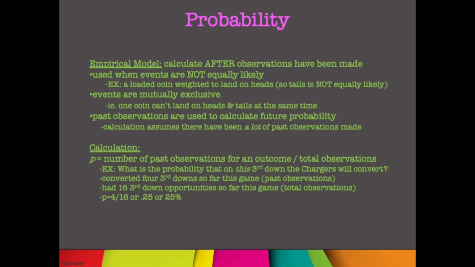And then for the empirical model, the events have to be mutually exclusive in order to be able to use it. So one coin can't land on heads and tails at the same time. And then finally, past observations are used to calculate future probability. So calculation assumes there have been a lot of past observations made. So in order to calculate probability using the empirical model, you take the number of past observations for an outcome over the total observations.